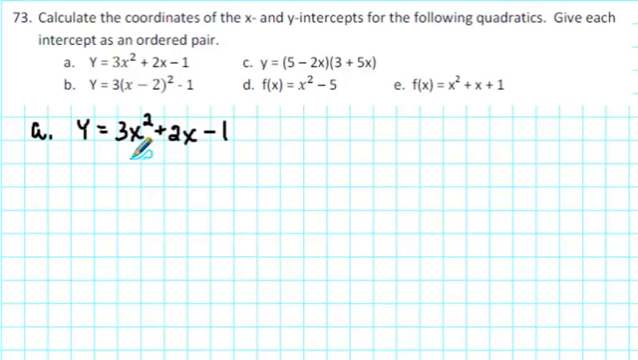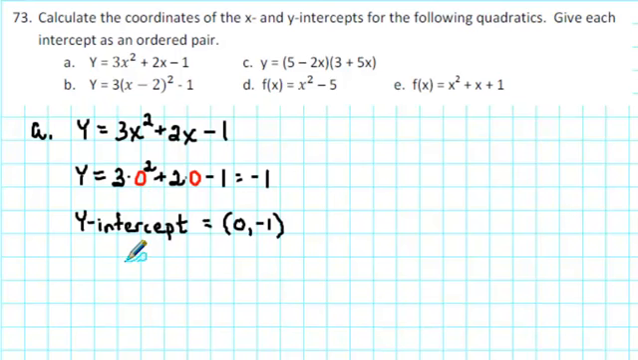To find the y-intercept, we substitute 0 for each x and then evaluate for y. We get 3 times the square of 0 plus 2 times 0 minus 1, which evaluates to negative 1. So the y-intercept is the ordered pair (0, -1).